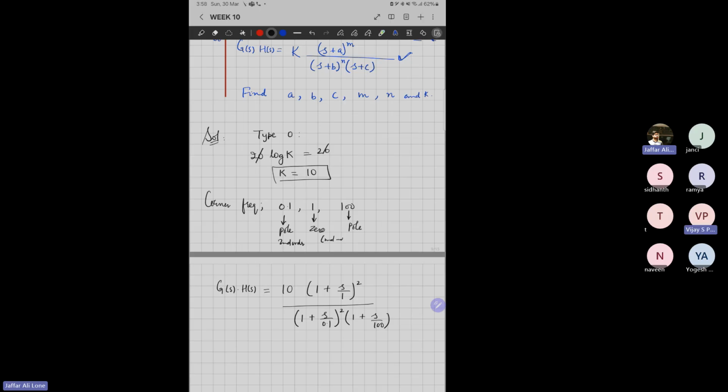Okay, C is, it's 1 by 100, or no? Actually, A will be 1, B will be 0.1, C will be 100. Yeah, C will be 100. Okay, fine. Now let's solve it for the others.